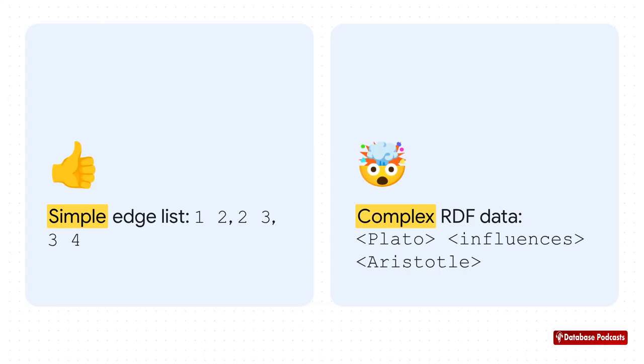Okay, let's break this down. On the left, you see the data we all know and love. It's that clean, simple edge list. Source ID, destination ID. Perfect. But on the right, that's the data we actually have. It's not just numbers, it's concepts, names, and relationships all mixed together. And tackling this is exactly what we're going to do today.